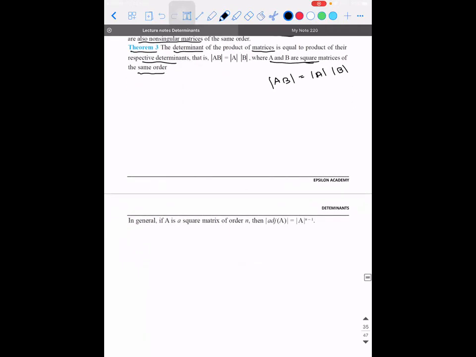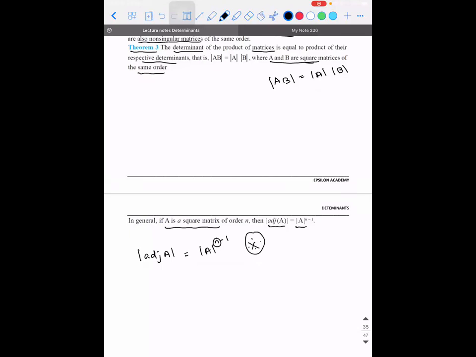Okay. The next is, if A is a square matrix of order n, then you find the adjoint of A, and you find the determinant of the adjoint of A, and you find the determinant of A separately. The relation between both is that the determinant of adjoint of A is equal to determinant of A to the power n minus 1, where n stands for the order. This is also another important condition.